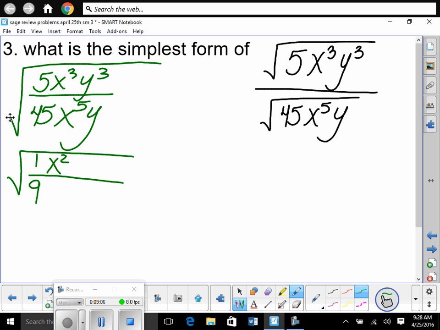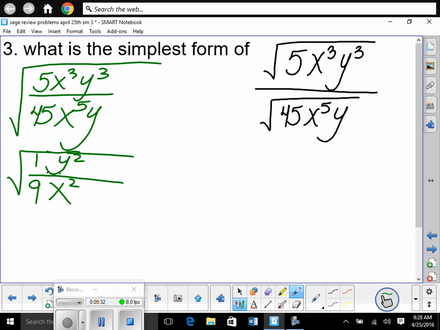X squared on bottom? Oh, shoot. That's an x to the 5th, right? Yeah, I just saw x for some reason. So we've got to be careful to look at it right. That's my fault. X cubed over x to the 5th. No, that's not x to the 1st. X to the 3rd. So 3 minus 5 is -2, right? So that will be x squared on bottom. And then y cubed over y will be y squared on top.